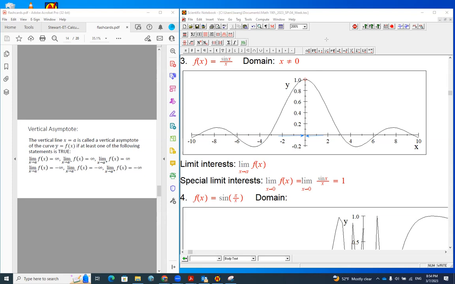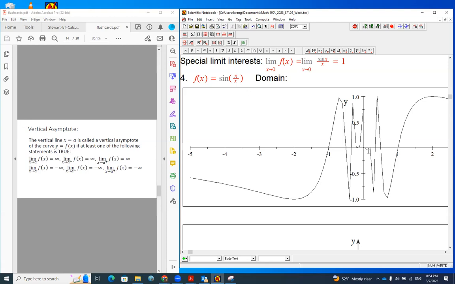Okay, then you say, how about if a is not 0? And we're considering the limit for this function. In those cases, you can just do direct substitution. Okay. Now, question number 4.